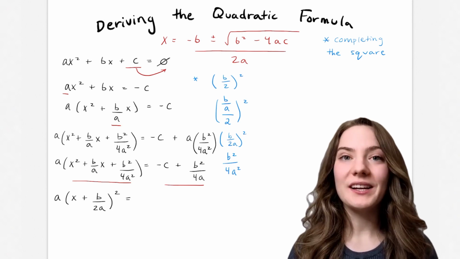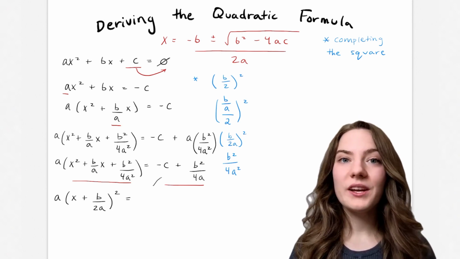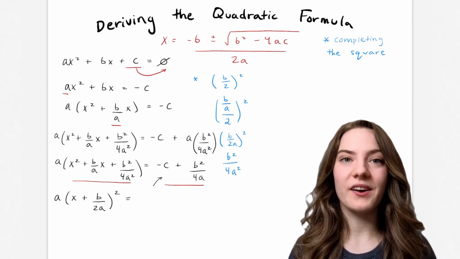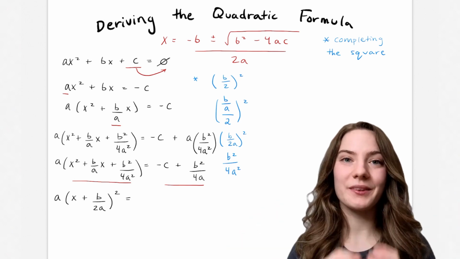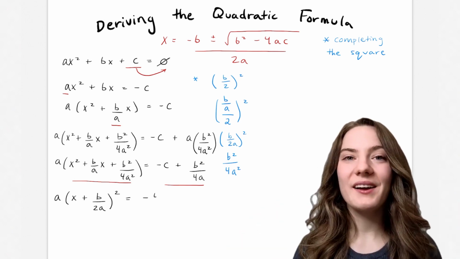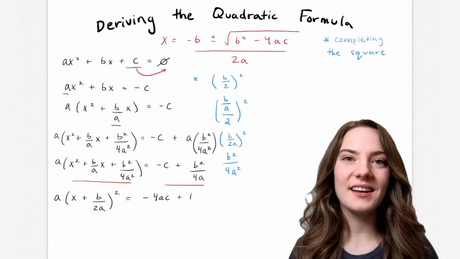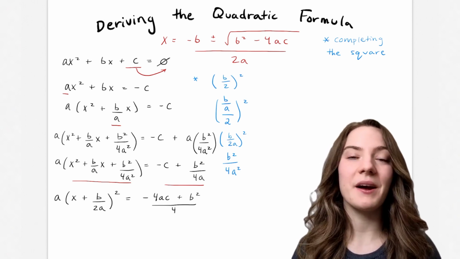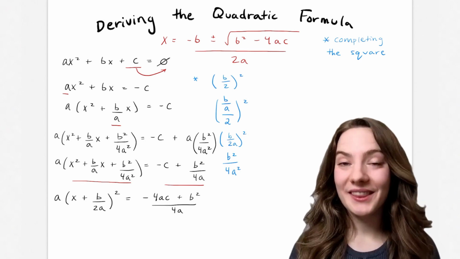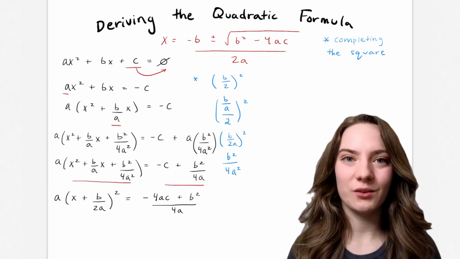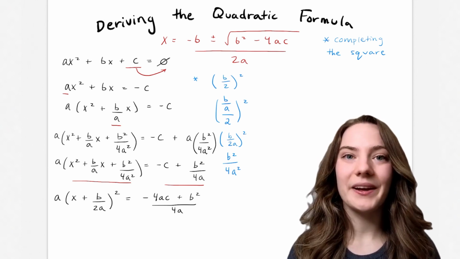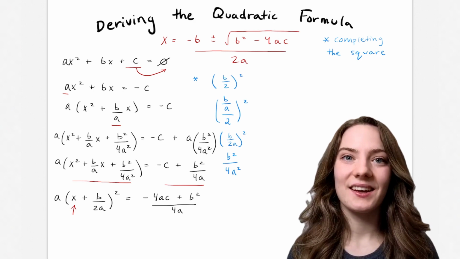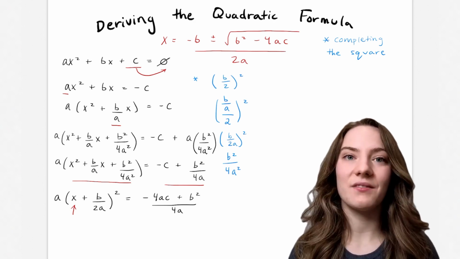Now looking at the right side of our equation, all we need to do is find a common denominator so we can combine these terms. When we do that, we get negative 4ac plus b squared divided by 4a. And now at this point, we're done completing the square. The next step is to isolate for x. So we want to solve for the x variable.